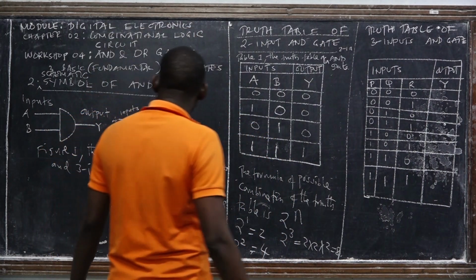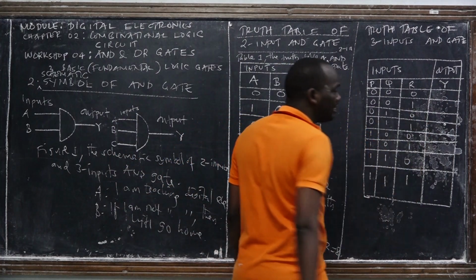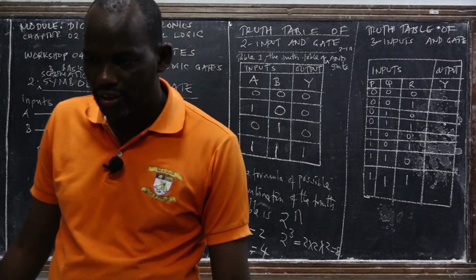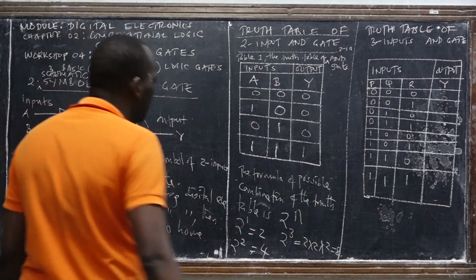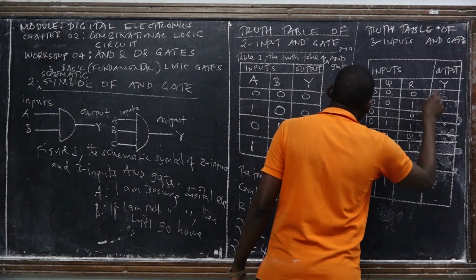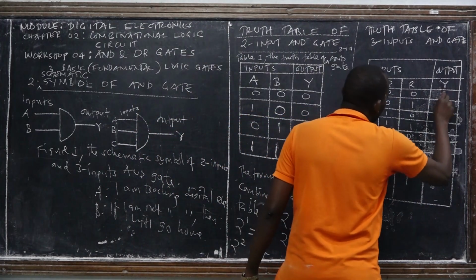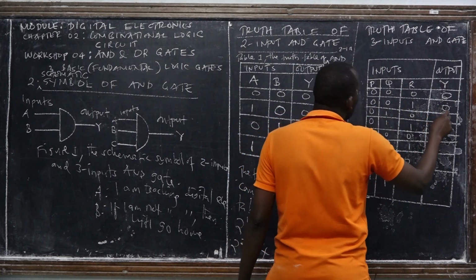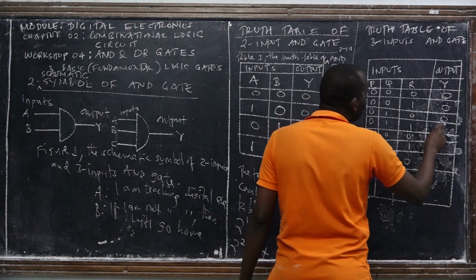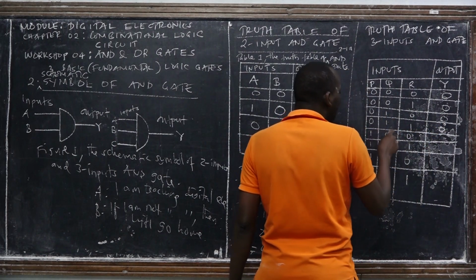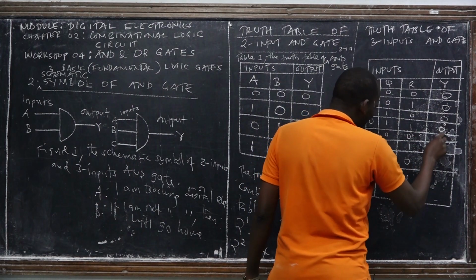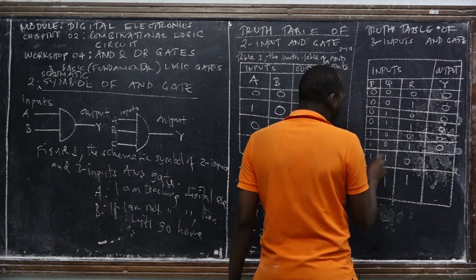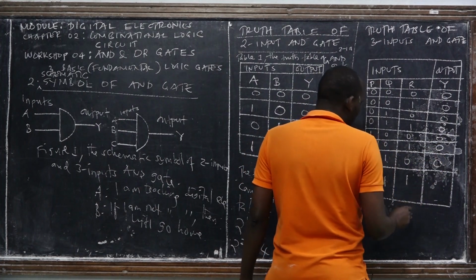Remember that the primary function of the AND gate is to multiply the binary inputs. So simply, we are going to multiply. 0 times 0 times 0? 0. 0 times 0 times 1? 0. 0 times 1 times 0? 0. 0 times 1 times 1? 0. Simple, eh? 1 times 0 times 0? 0. Okay, now you are saying 0; later on, you'll say 1. 1 times 0 times 1? 0. 1 times 1 times 0? 0.